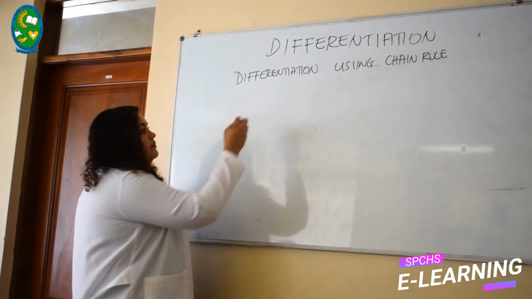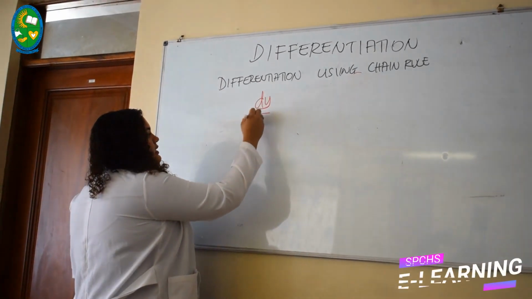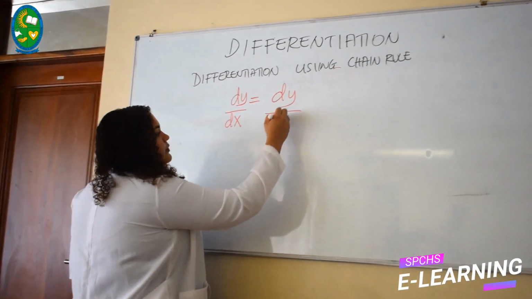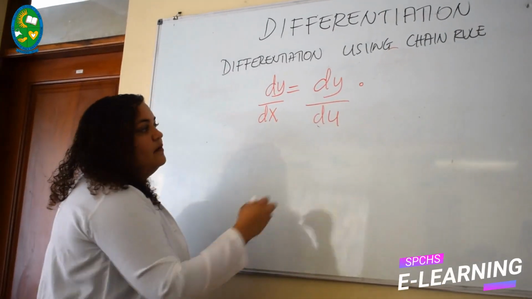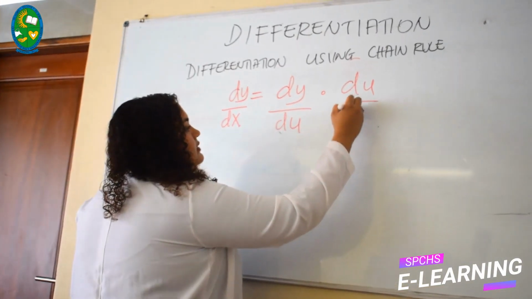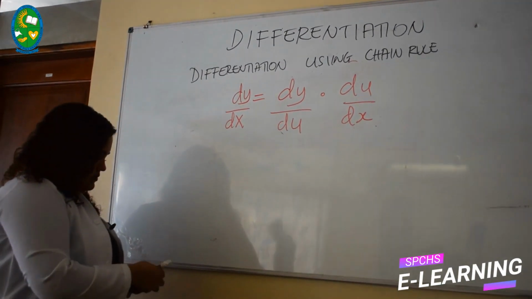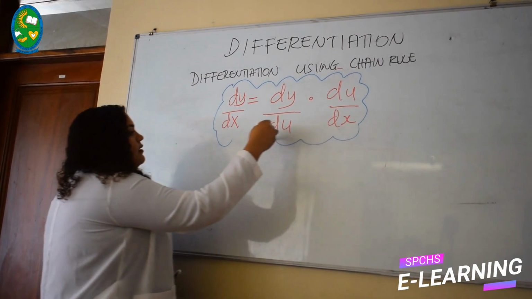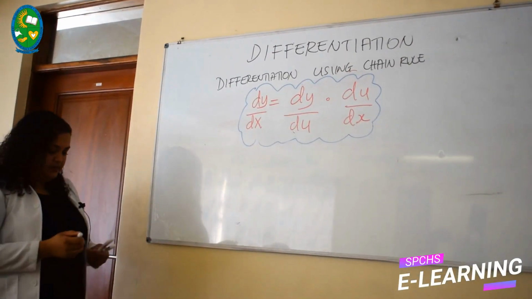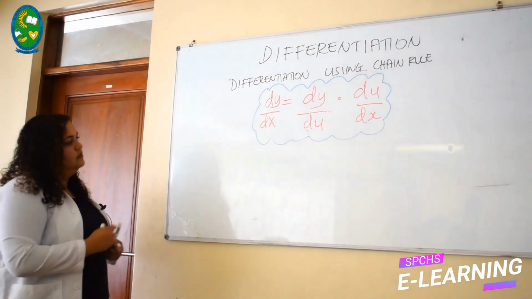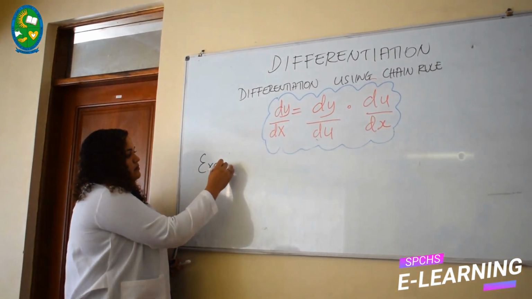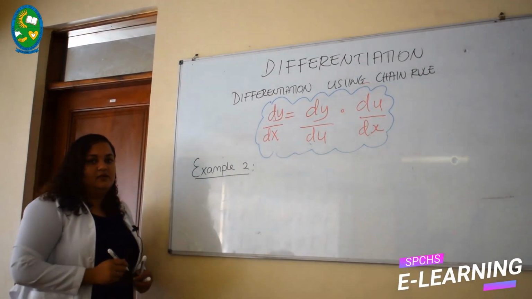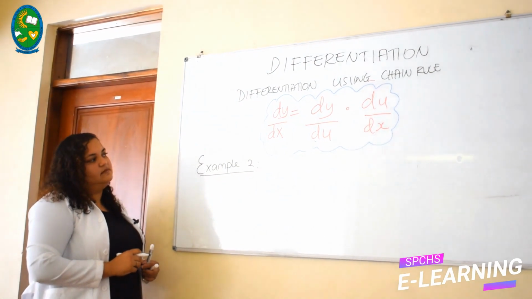So this is the chain rule. dy dx equals dy du times du dx. In a second or two, I will explain to you what this actually means, using another example. So let's see example 2. And I will explain to you what is dy, what is du, what is du, and what is dx.